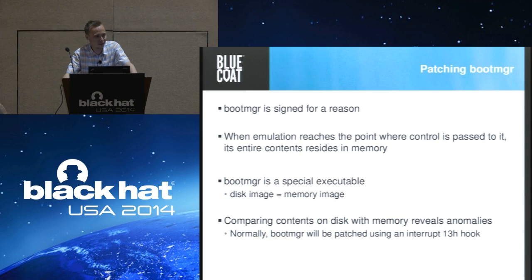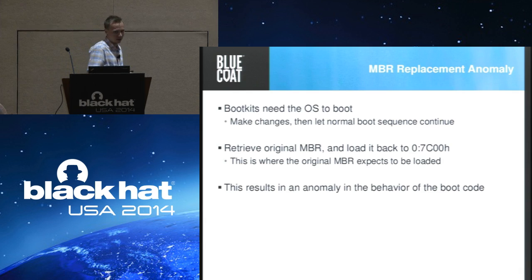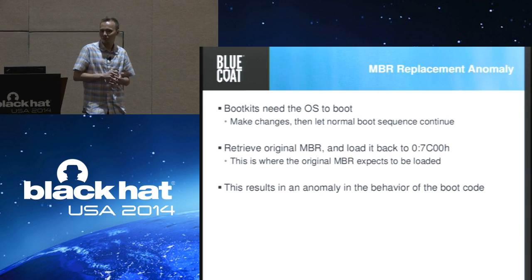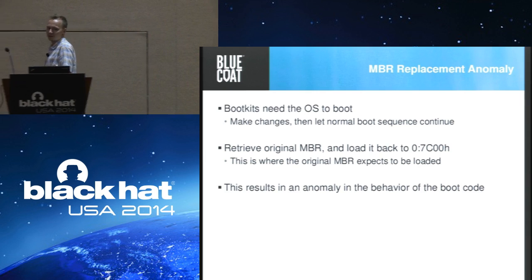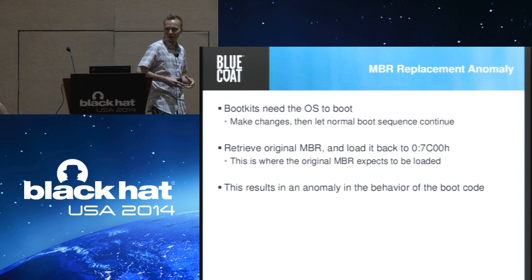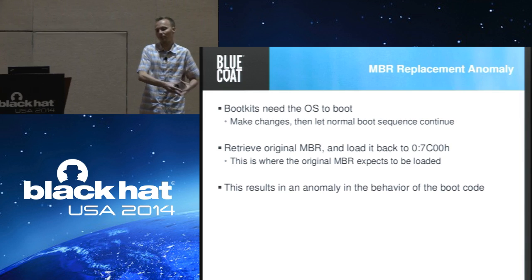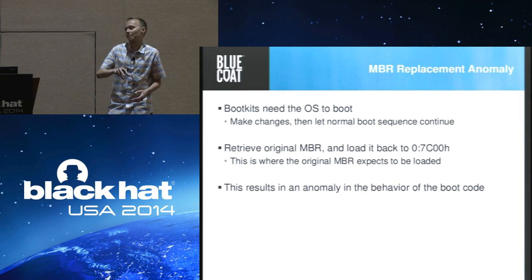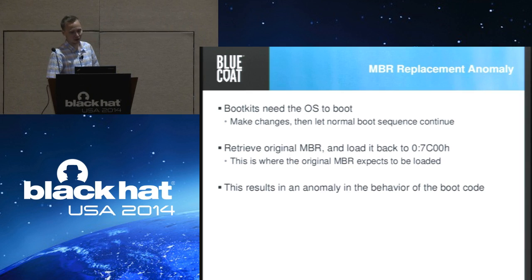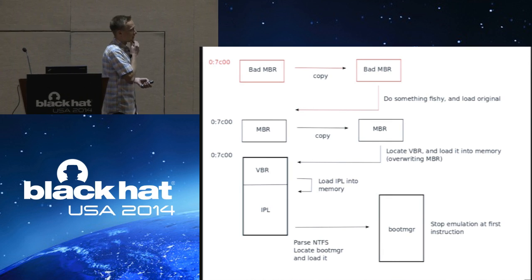Normally, if you detect that the boot manager has been modified, you will also see that interrupt 13 has been hooked very often. So now you have two indicators of something being bad. The last thing I want to point out is, since bootkits really need the OS to boot, they want to make changes and then let the normal boot sequence continue. The way they do this is that they store the original MBR somewhere, so that when they're being loaded initially, they can retrieve the original one and pass control back to it. And this results in a quite interesting anomaly, which we can see when we emulate it.